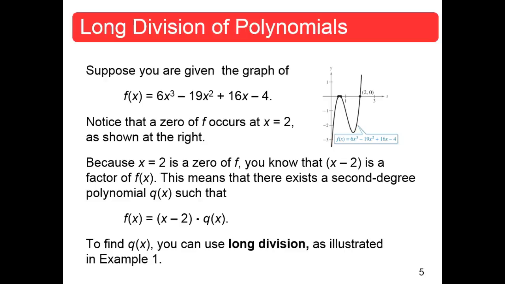Notice that a 0 occurs at x equals 2, and at least we think it does, and here's how we tell. If a 0 occurs at x equals 2, that means x minus 2 is a factor of f of x, and there's some other factor out here that multiplies that to give you this. So then we use division. Now we're going to do it first in long division, and that's what example 1 is going to do.